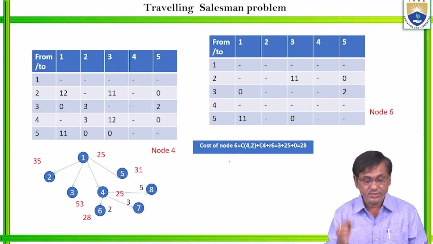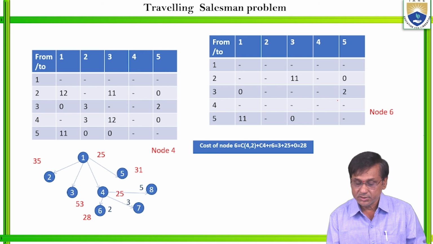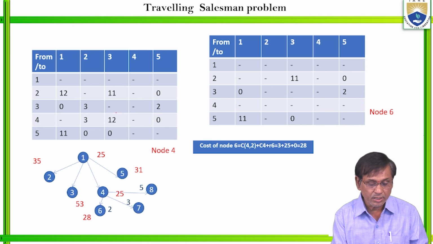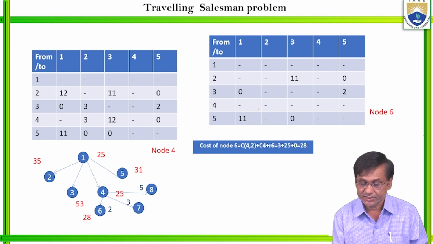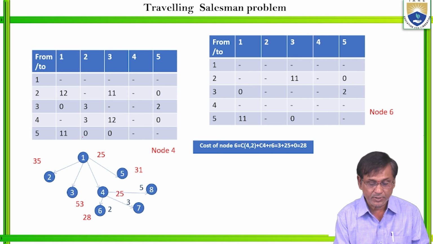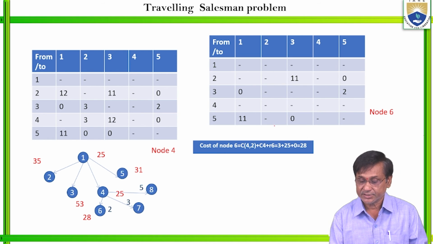Now cost of the node 6. Cost of the node 6 is this. So in this case you can find out. So we made this the node 6. This is already infinity. We have to make the fourth row, for node 4, all dashes, and corresponding to the fourth and second column also we have to make dashes.